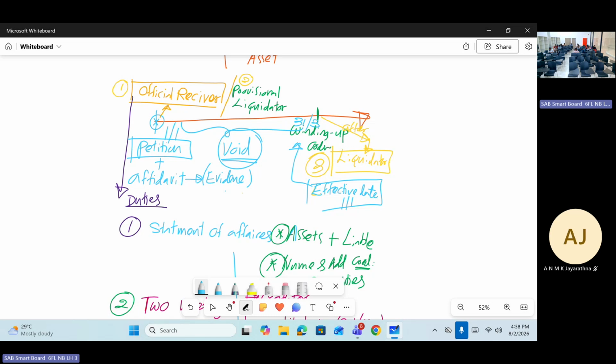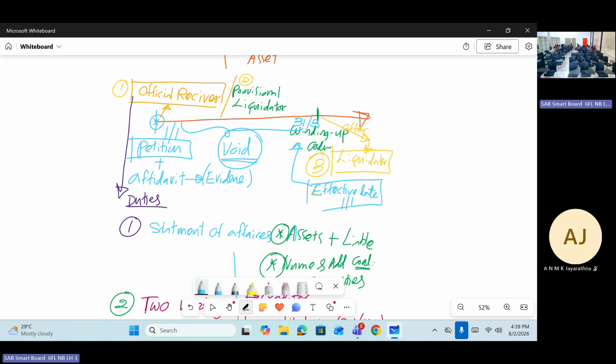Provisional liquidator means he will monitor the affairs of the company until the winding up order is given. Therefore, for a short period, this party is appointed to monitor the affairs of the company. Short period means until the winding up order is given. Then thereafter, the winding up order is given.